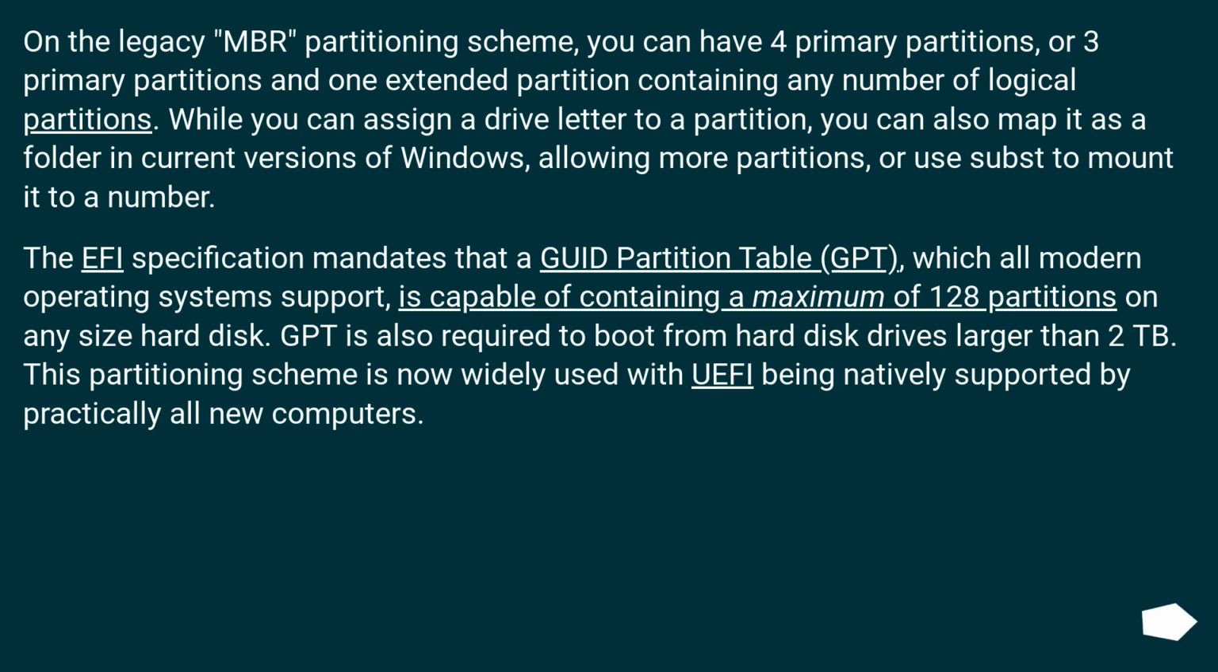On the legacy MBR partitioning scheme, you can have 4 primary partitions, or 3 primary partitions and 1 extended partition containing any number of logical partitions. While you can assign a drive letter to a partition, you can also map it as a folder in current versions of Windows, allowing more partitions, or use subst to mount it to a number.